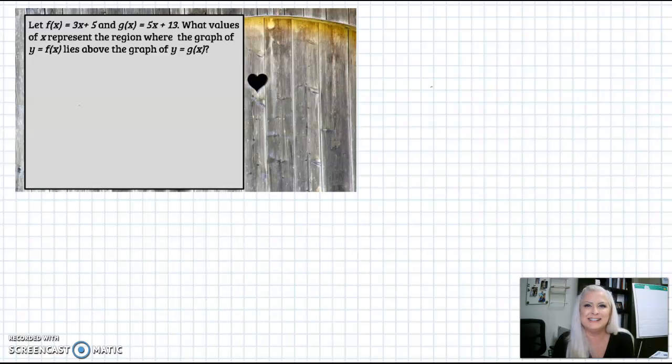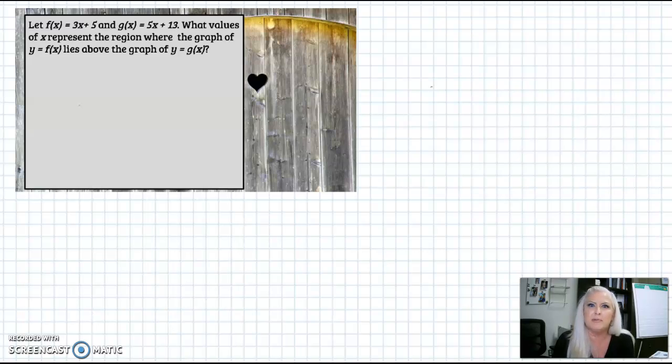Hi students, let's talk about the things that we know about this problem. Let f of x equal 3x plus 5 and g of x equal 5x plus 13. What values of x represent the region where the graph of y equals f of x lies above the graph of y equals g of x?